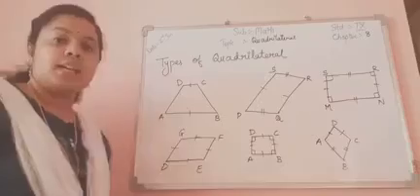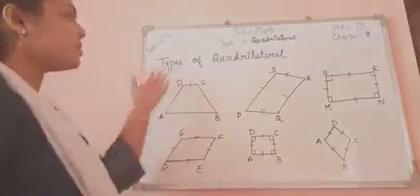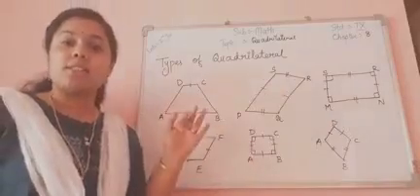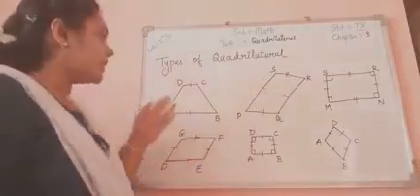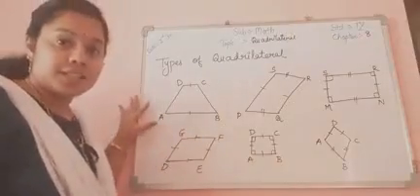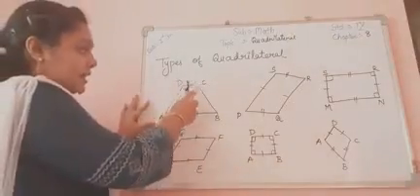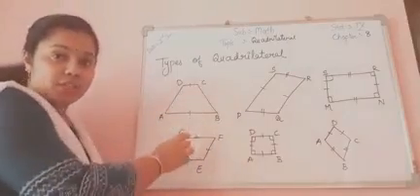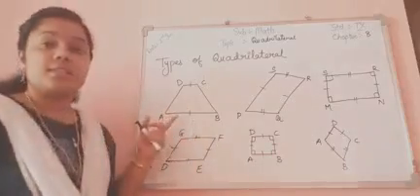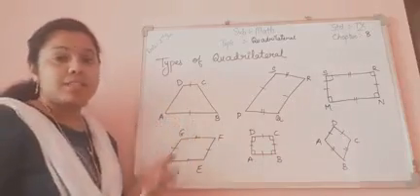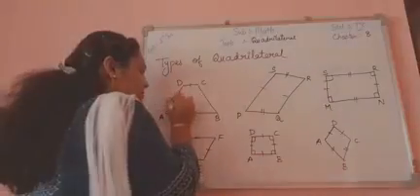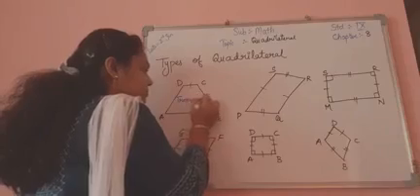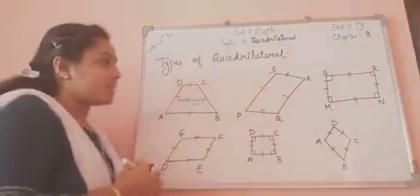Now my next topic is types of quadrilateral. Here you can see different images. These are all different types of quadrilateral. In this first image, you can see that lines BC and AB are parallel to each other. So this type of image is known as a trapezium.